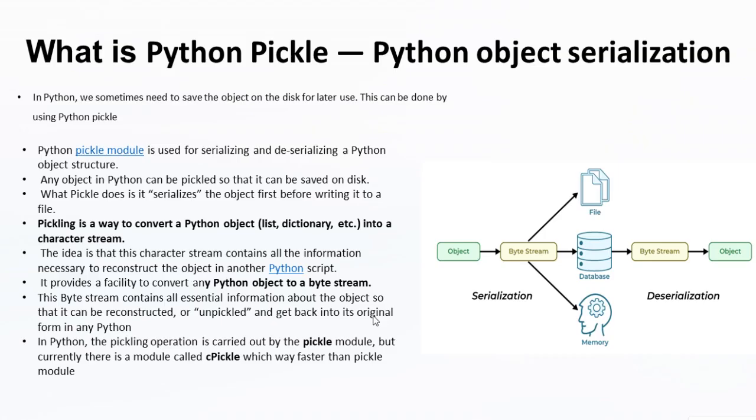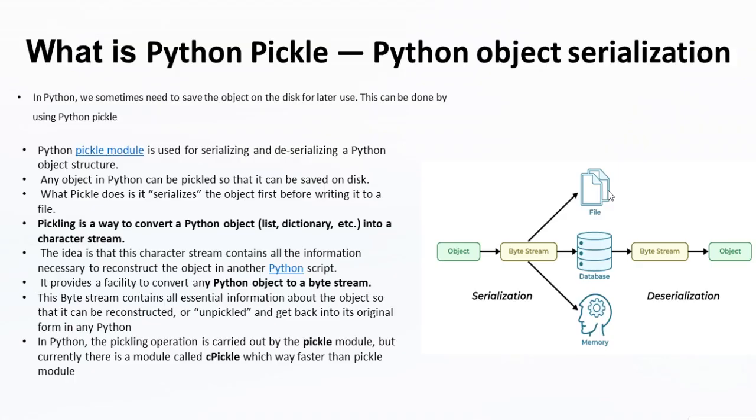So pickling is a way to convert an object of Python. The object can be a list, it can be a dictionary, and that is converted, or serialized, in the sense that it is converted into a character stream before it is saved onto a file.